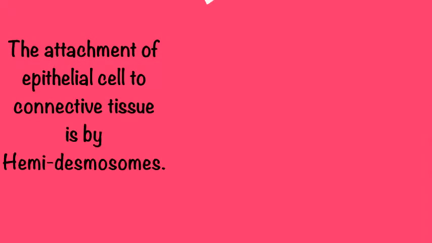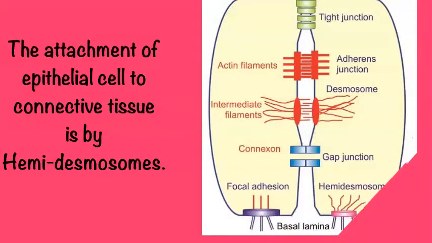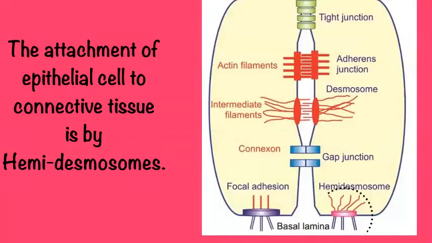Similarly, another group of intracellular junctions is called hemidesmosomes. They help in the attachment of epithelial cells to connective tissue.